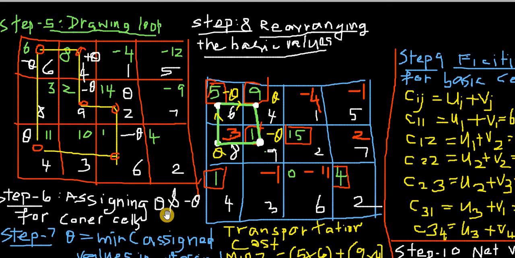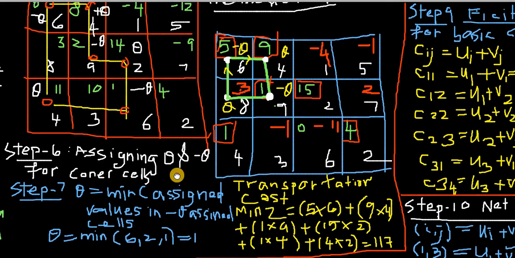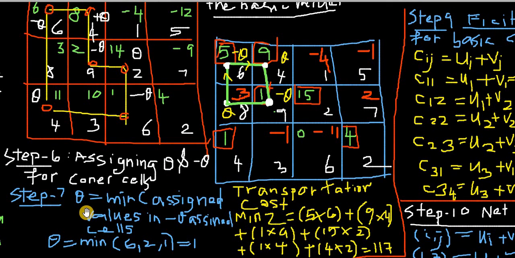Okay, right. Now what is step number 7? In step number 7, we have to give the value of theta as the minimum of assigned values in minus theta assigned cells. That is the minimum among assigned values in minus theta assigned cells. In this particular box, you see there, which are the minus theta assigned cells. This is a minus theta assigned cell. This is a minus theta assigned cell.